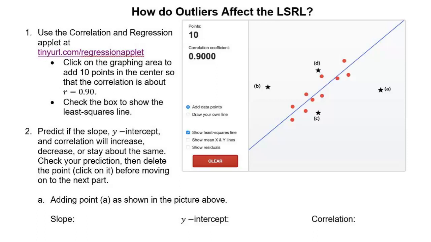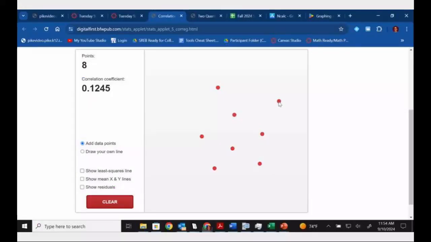If you need to remove a point, then you can click on it. So let me pull this back up. Say I want to remove this point right here. I'm going to click on it if I want to take it away, and then I can continue adding points. I want a positive 0.90 here, and you want 10 points total, 10 points total with an R value of about 0.90.